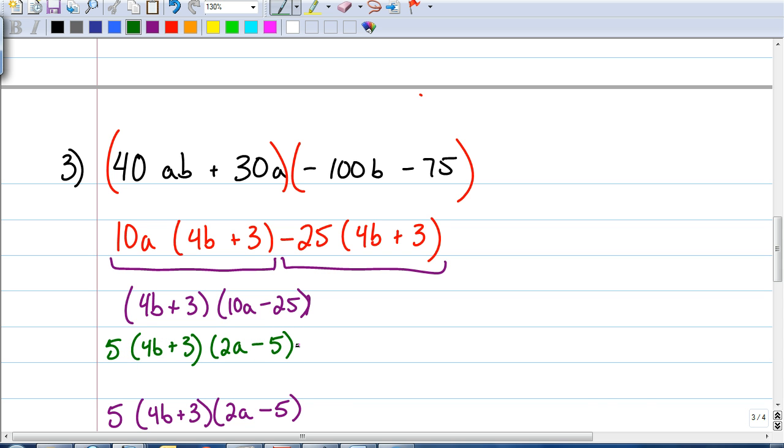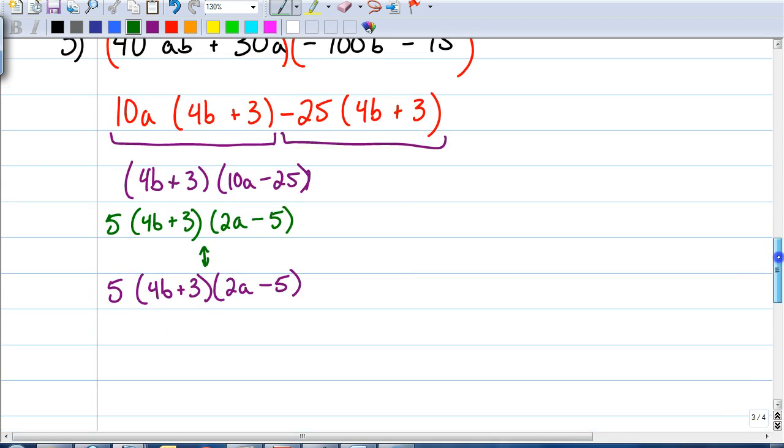So my answer would be 5 times 4b plus 3 times 2a minus 5, which if you notice is the same as what we had before. But to me, it seems a lot less complicated if you always look for a GCF first, because then you're going to be dealing with smaller numbers, and it's going to be a little bit more manageable.